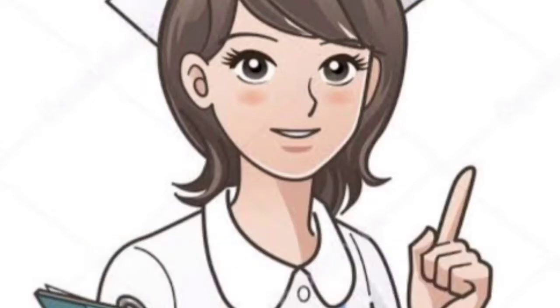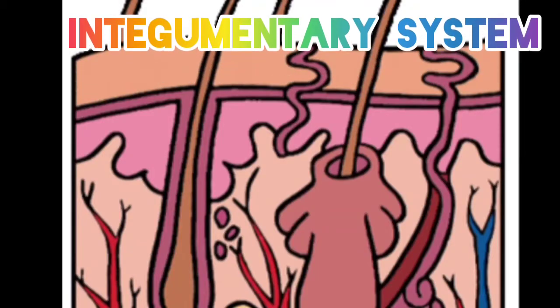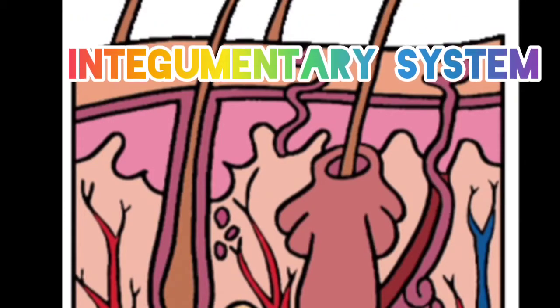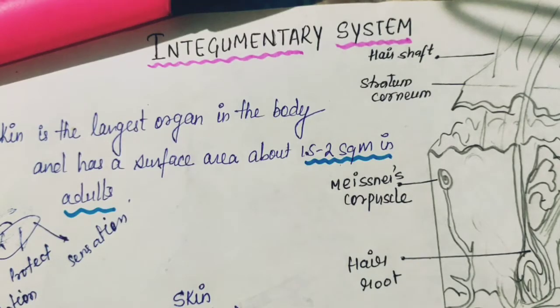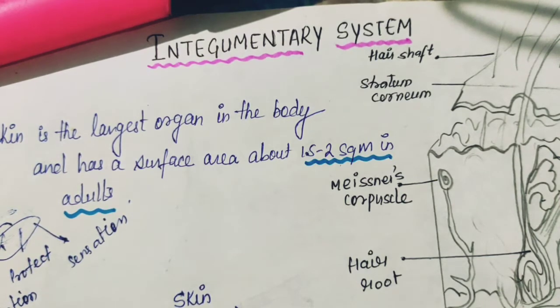Today I have come with a new topic, the integumentary system. We will talk all about anatomy and physiology. So, let's get started. The integumentary system is a system of organs that form the outer layer, you can say the external layer, of animals.